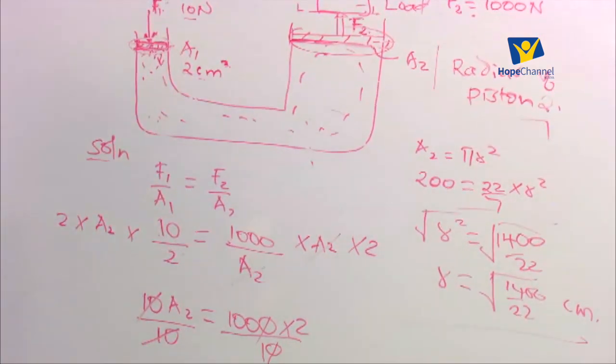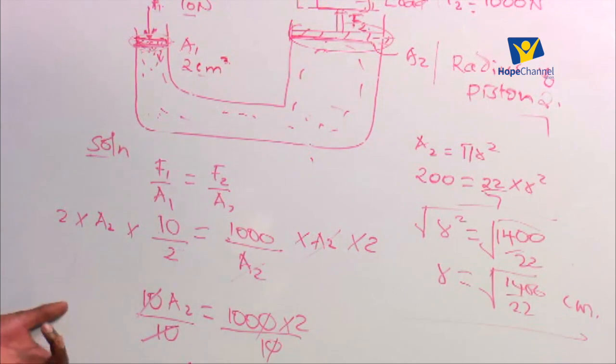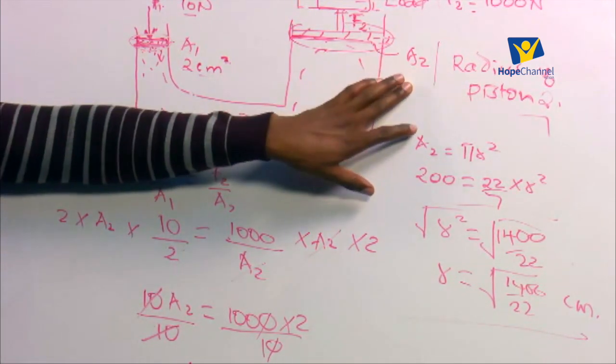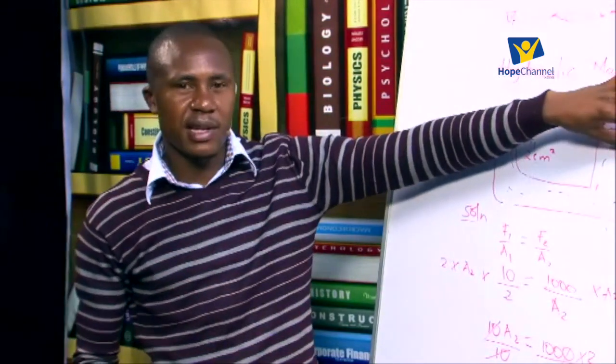So as a student, you need to be very careful when answering the question. At times it's not enough for you to find the area A2. Someone may require you to get the radius of that second piston. First, you need to get the area, and knowing that the area is pi r squared, then you can easily find the radius from there.